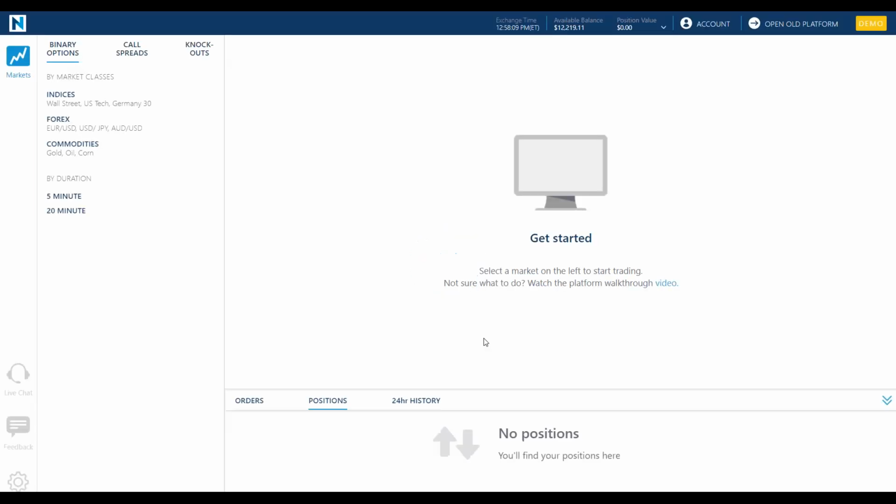Now, if you do not have a demo account, I would recommend you get one. It is a great way for you to, one, learn how to navigate the platform and get comfortable with the tools that are available to you. And two, you can practice trading a little bit and get the feel for how these products work.